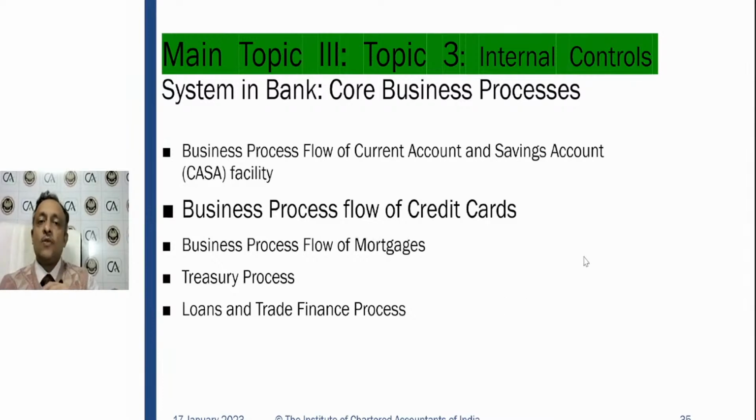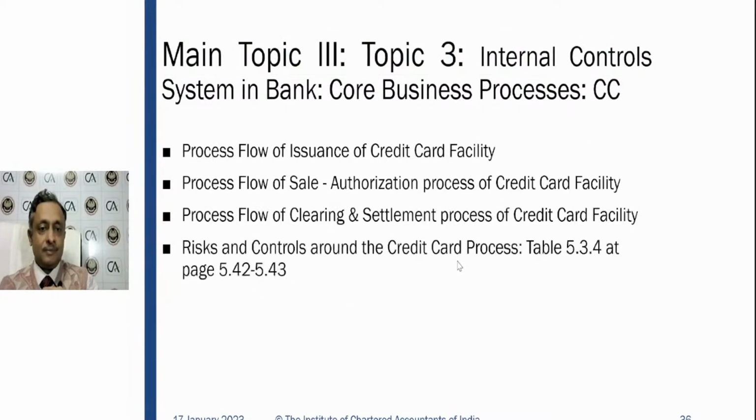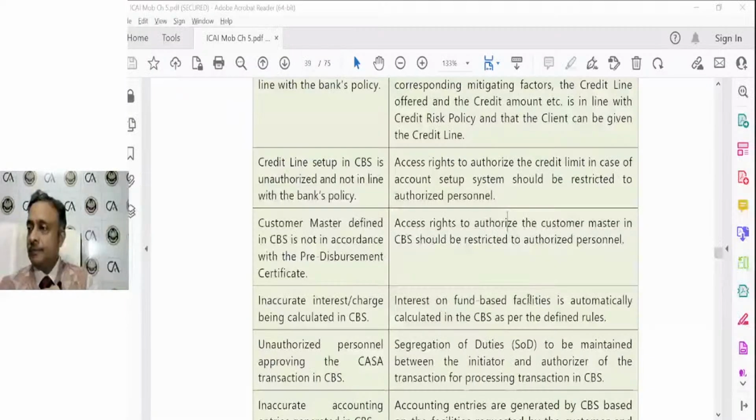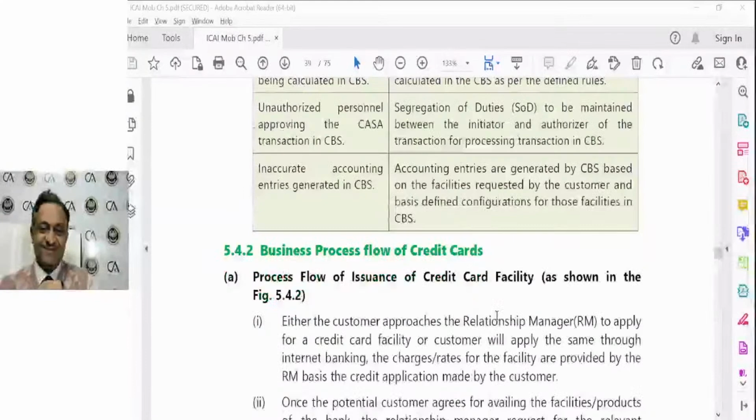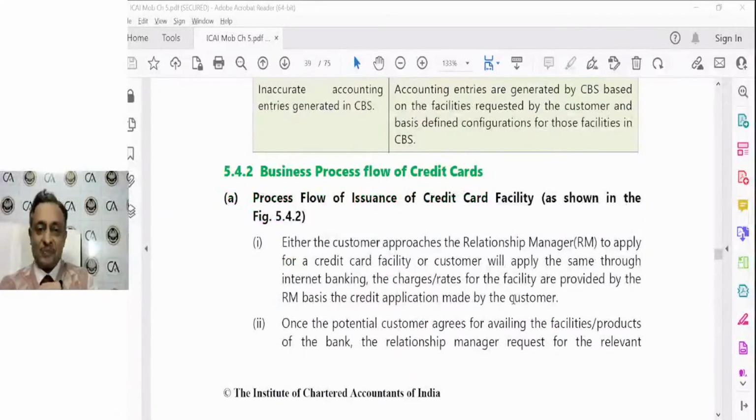Then business process flow for credit cards. We'll take all this from the module, credit card. Is it 320? Okay, so take that. Most of the discussion for credit card is from the module.